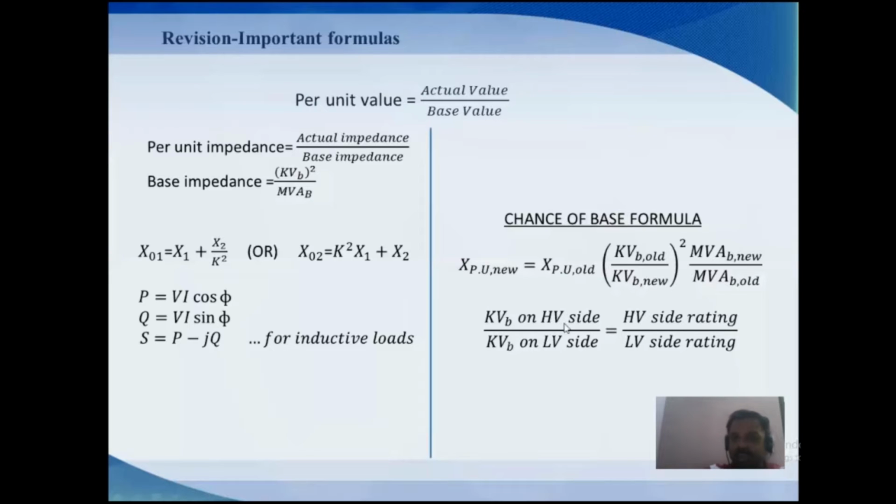Base voltage on high tension side is equal to base voltage on low tension side into HV side rating divided by LV side rating. Here, HV side rating and LV side rating mean the transformer values mentioned in the nameplate details. Those details are mentioned in the single line diagram, or they are told as the old value.